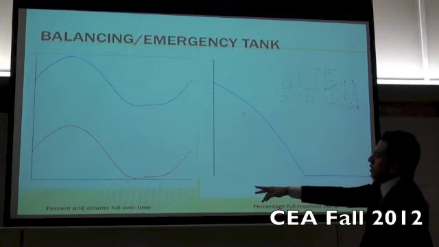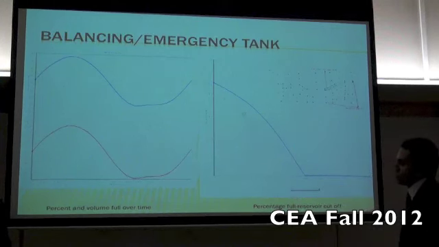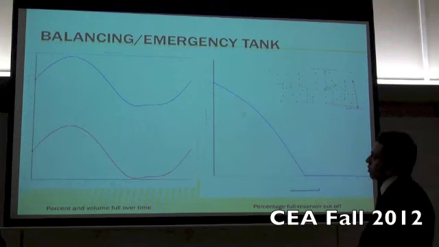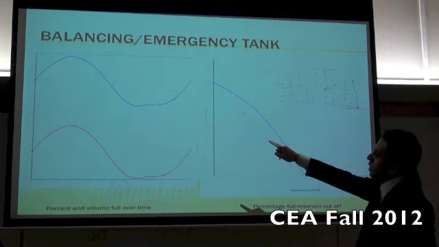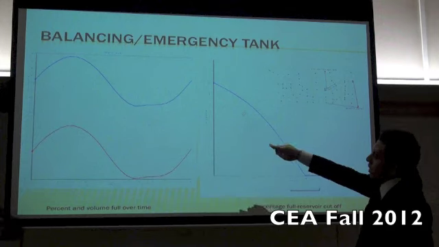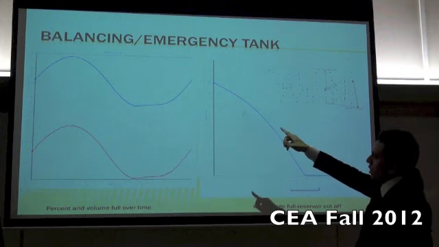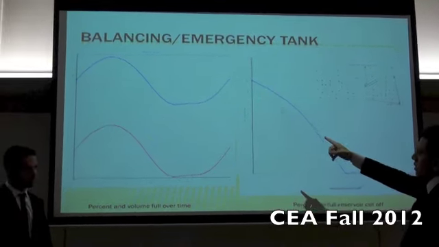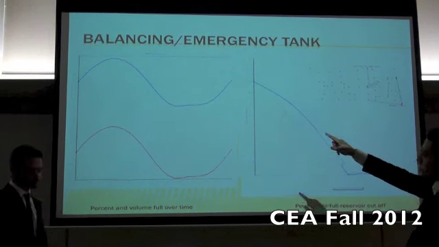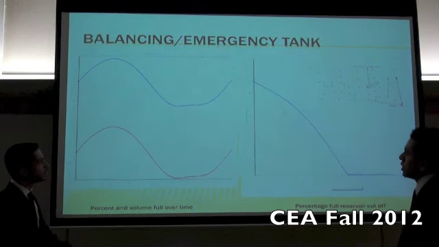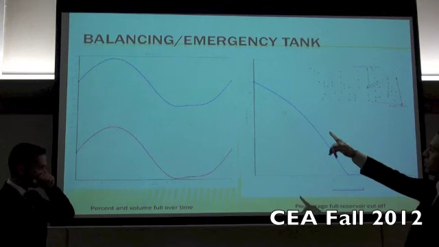That graph has percent and volume full over time. As you can see, during the evening the tank is being filled, and then it starts to decrease and then increases to the same level over the day, according to the demands.